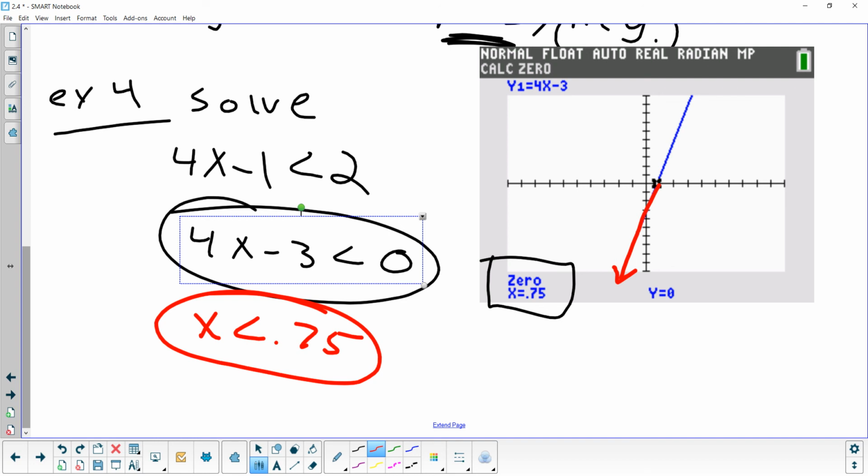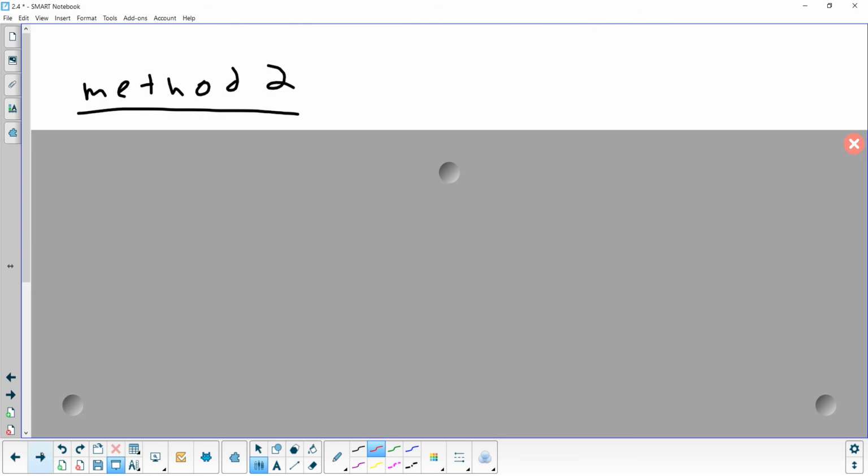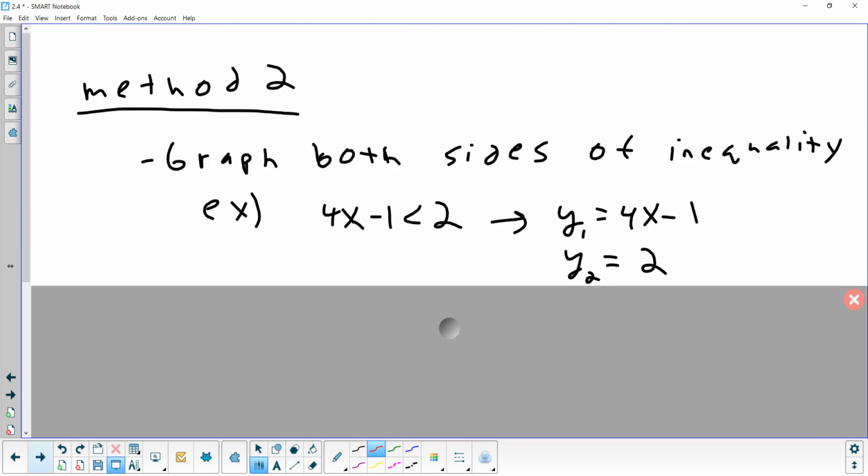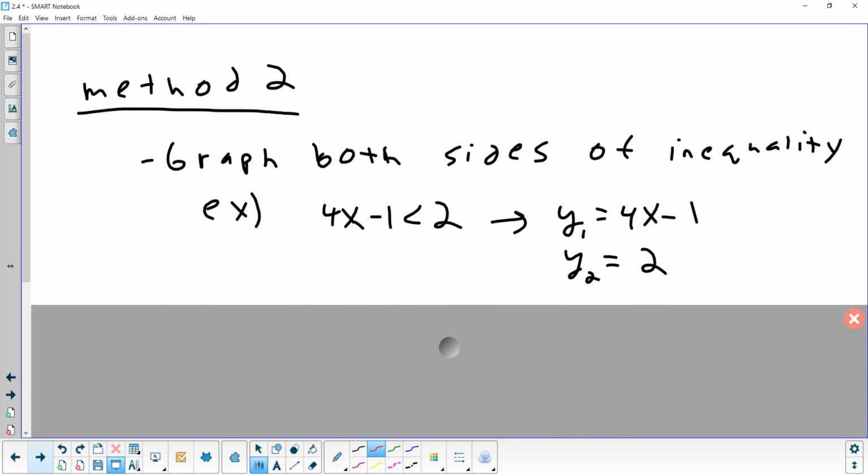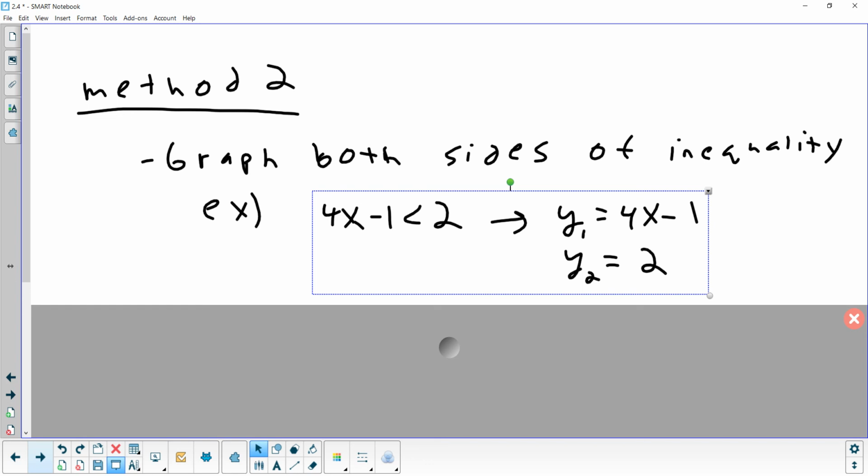The only downside to method 1 is we had to rearrange it to get 0 on one side. Method 2, you don't have to rearrange it. Let's do the same problem again. You put what's on the left in y1, put what's on the right in y2. This isn't going to involve looking for a root at all, because we don't have 0 on one side.